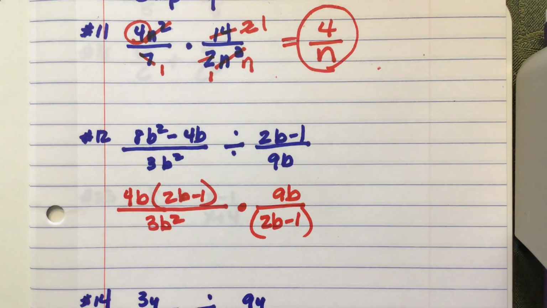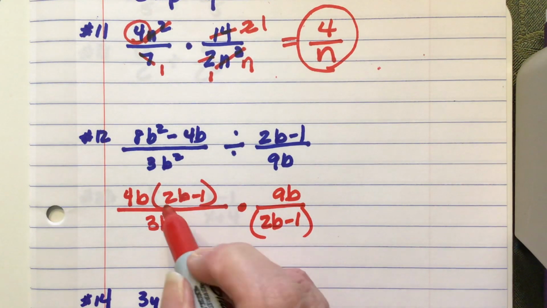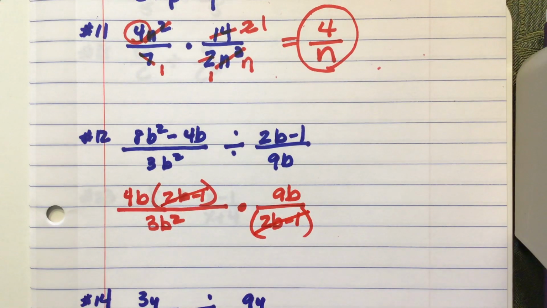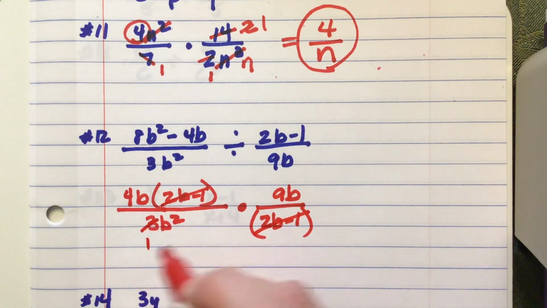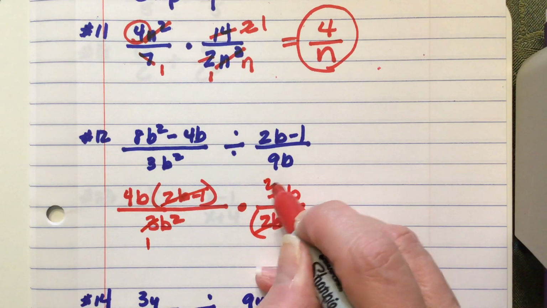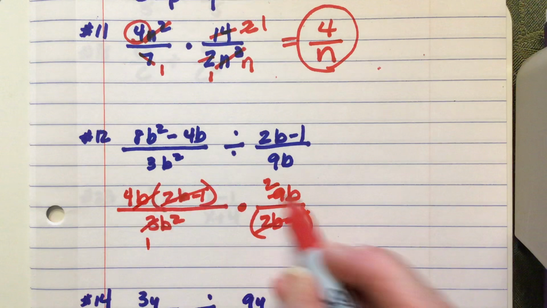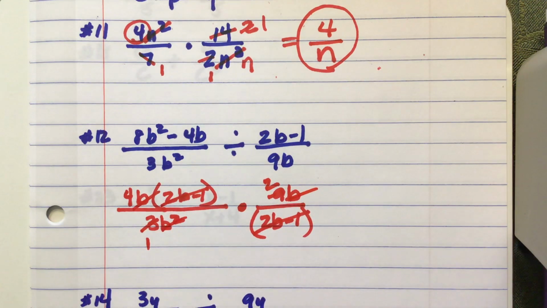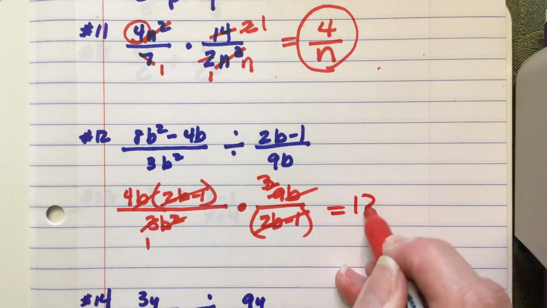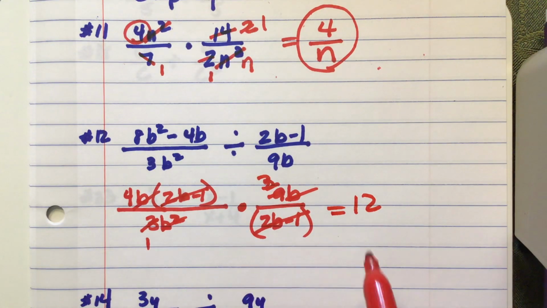And then what I'll do here is start to cancel. So right away I have 2b minus 1 on the top and the bottom, so I can cancel those. 3 goes into 3 once, 3 goes into 9 twice. I have b times b over b squared, so all these b's cancel out. And I'm left with 4 times, sorry, this is a 3. 4 times 3, which is 12, and everything else canceled. So I'm just left with 12.